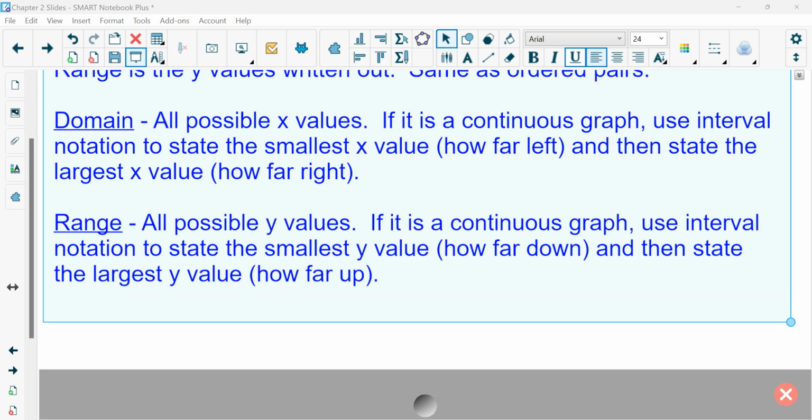And then our range is all possible y values. So for a continuous graph, again, you're going to use interval notation, and you're going to state the smallest y value, which is how far down the graph is going to go, and then the largest y value, which is how far up the graph goes.